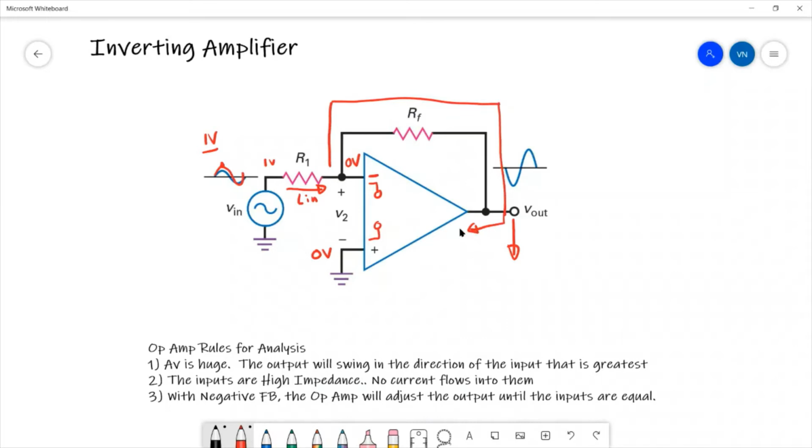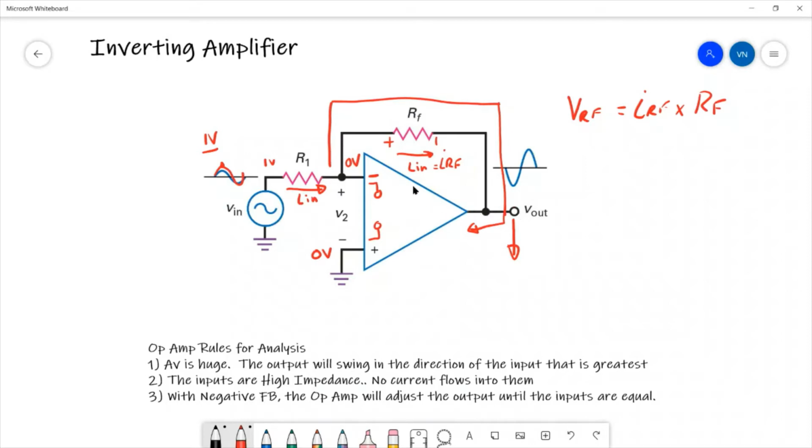This creates a voltage drop across the feedback resistor. And that voltage drop is a function of the current, which happens to be the input current, which is also equal to the current through the feedback resistor. So VRF is going to be equal to IRF times RF. Now the other thing that you need to note is that VRF, the voltage across this resistor, is also going to be equal to the output voltage.